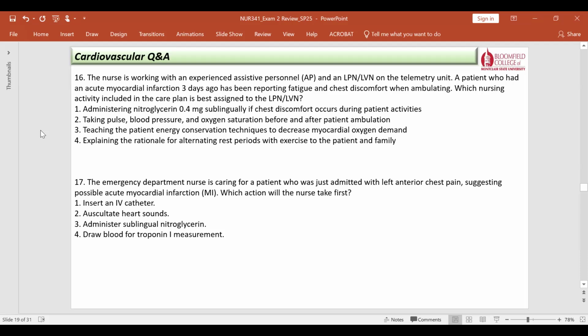So they can give the nitro 0.4. If it were nitro IV, I might say that it should not be given by the LPN, but in general this is a sublingual nitro, and also the patient is considered to be stable now, 3 days after the onset. So the teaching, we know that. We had already eliminated number 3 and 4, but we were between number 1 and 2. Always remember that assessment and education are both within the scope of the RN. So that's why we end up with 1 and 2, and then we said that 2 can be performed by the assistive personnel, a CNA, and the answer is going to be number 1.